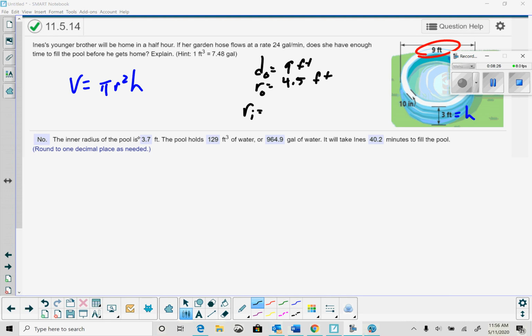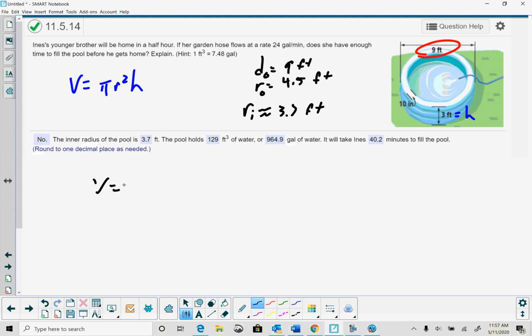But then, I don't know about these people. The inner radius of the pool, they want it measured in feet, round to 1 decimal place as needed. If we follow their directions, I guess we could say that's approximately 3.7 feet. Okay, so then for volume, we're going to take pi times our approximate 3.7 squared times the height of 3.